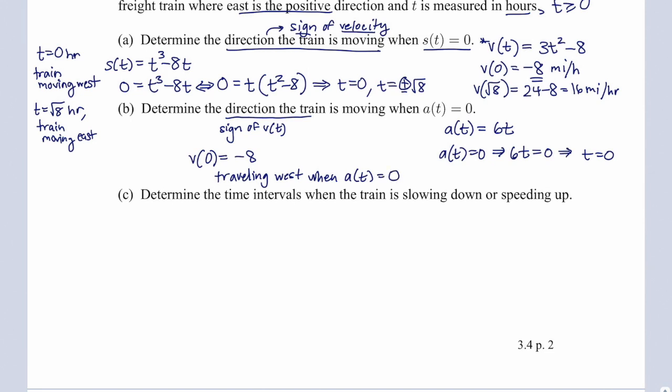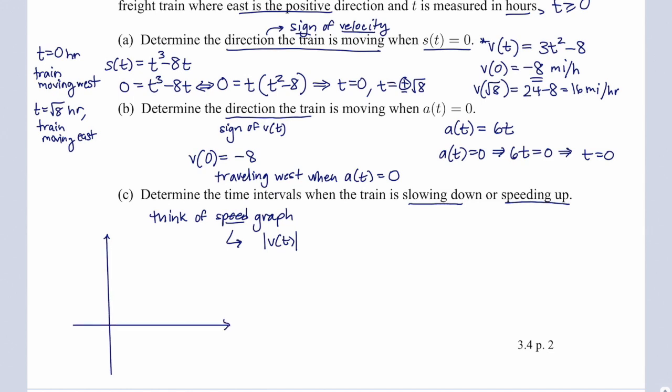Now we're trying to find the time intervals when the train is slowing down or speeding up. So now what we want to actually analyze is, let's look at the graph of speed. And remember that the speed is the same thing as the absolute value of the velocity. So if we think about the velocity graph, and we're just going to think again about time greater than or equal to 0. The velocity was a parabolic function, and it would be shifted just down 8. So the vertex will be down here at -8.